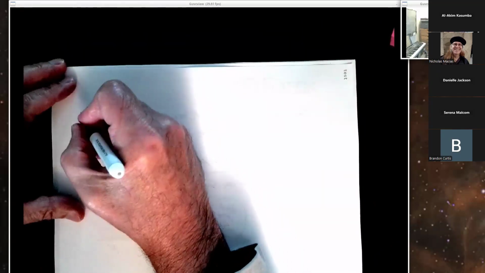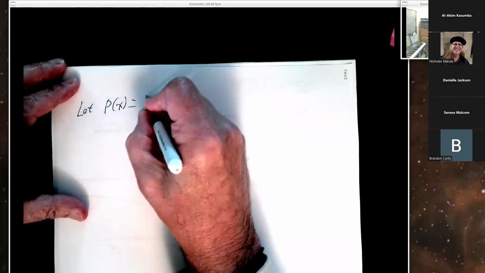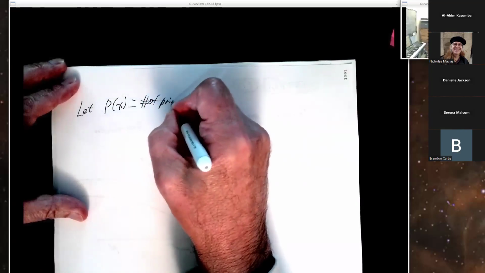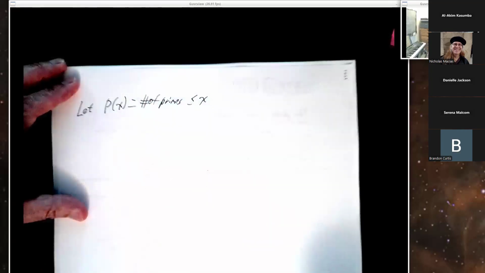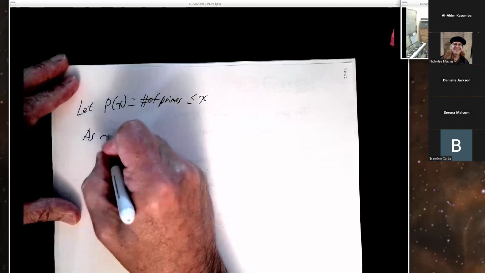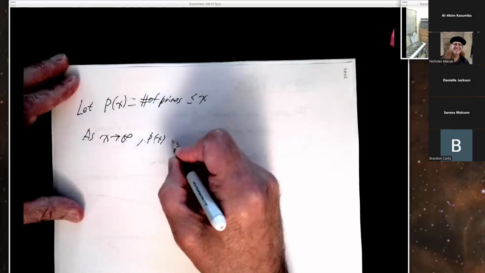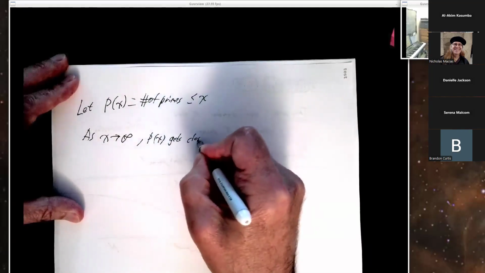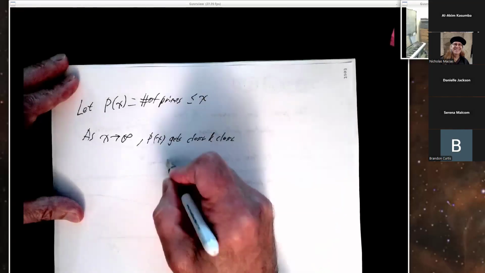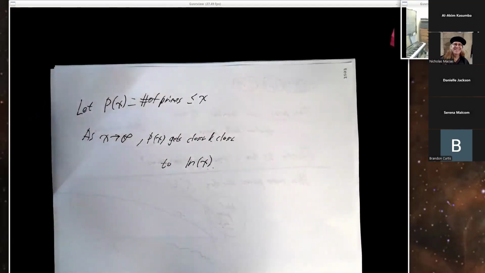So let me define a function. Let p of x equal the number of primes less than or equal to x. So as x gets larger and larger and approaches infinity, p of x gets closer and closer to x over the natural log of x. The log base e, that number 2.71828.